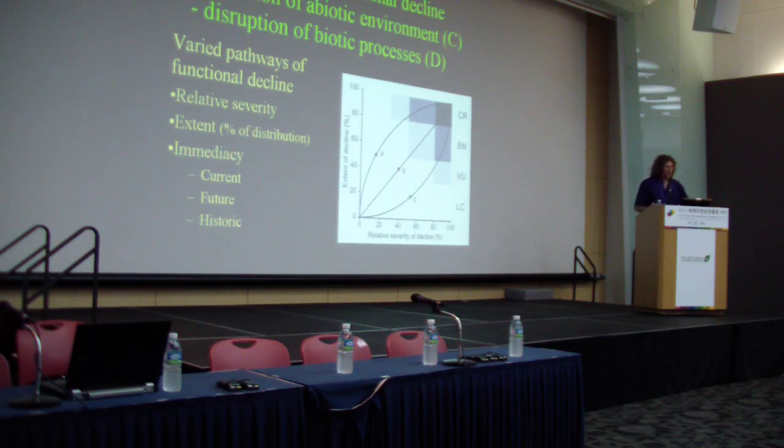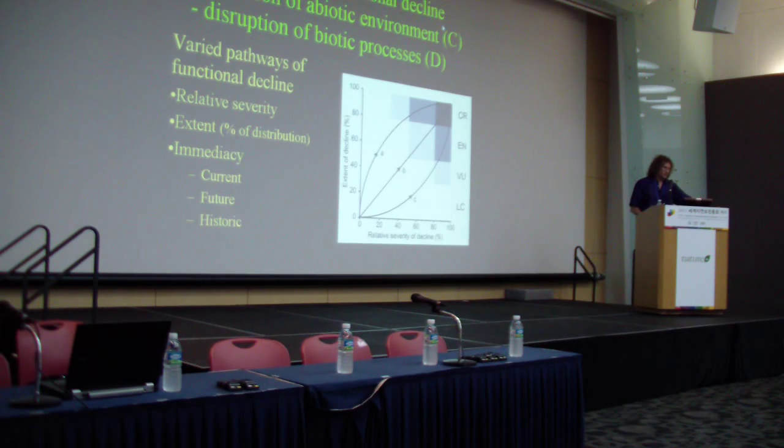On to criteria C and D, which both deal with declines in ecological function. C deals with degradation of the abiotic environment, and D deals with the disruption of biotic processes. As you can see, there are varied pathways of functional decline. We may have a very severe functional decline that starts in a very small and restricted area and becomes more widespread over time, or conversely we have perhaps a rather benign severity of decline that is widespread and becomes more severe over time.